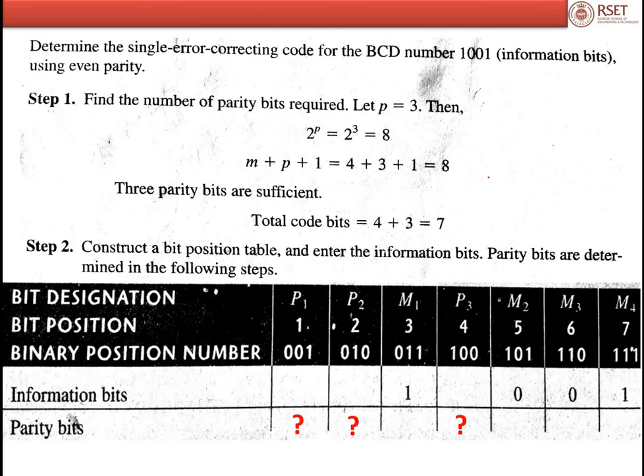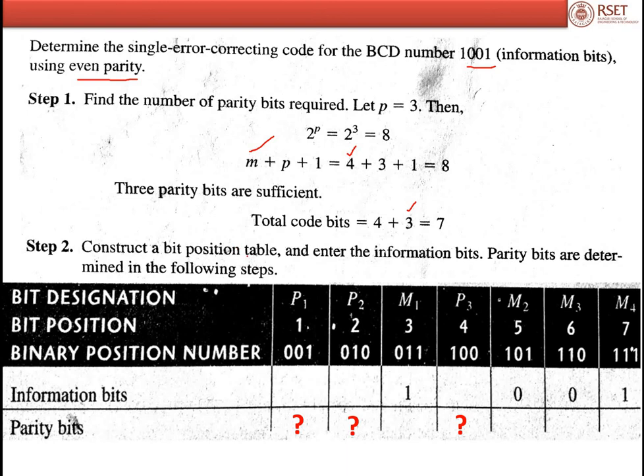So this will become clear when we see an example. Our question is to determine the single error correcting code for the BCD number 1001 using even parity. So our information bits are 1001. Here you can see that there are 4 bits, so our M is 4. If you substitute M as 4 and P as 3, the equation will be satisfied, and the total code bits you will get is 4 plus 3, that is 7 bits. So the number of parity bits is found, that is 3.